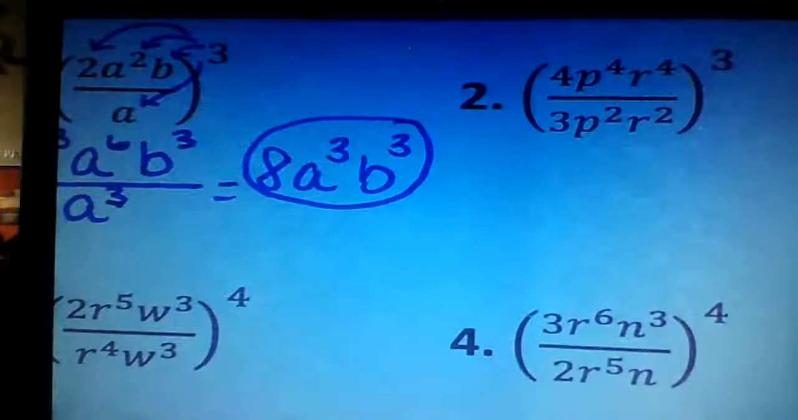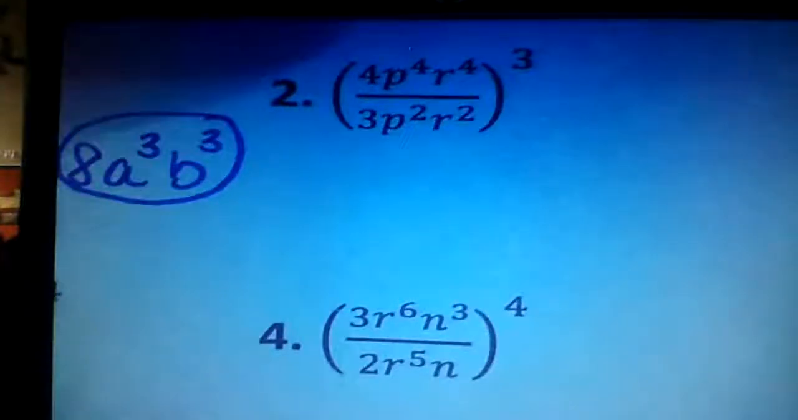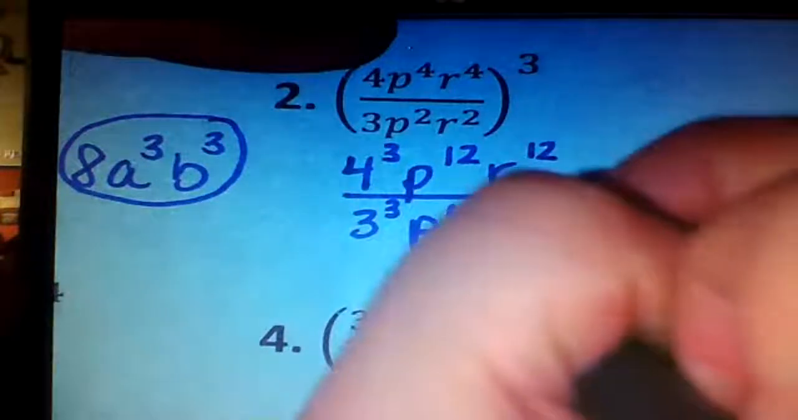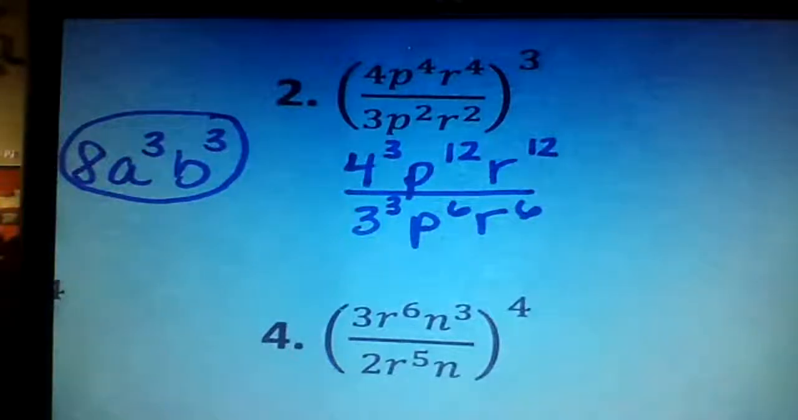Wait, this 3 still counts on the bottom? Yes. So this 3 goes with every exponent. So this becomes 4 to the 3rd, p to the 12th, r to the 12th, over 3 to the 3rd, p to the 6th, r to the 6th. So the 3 multiplied against the exponent on the 4. 3 times 4 is 12. 3 times 4 is 12. 3 times 1 is 3. 3 times 2 is 6. 3 times 2 is 6.